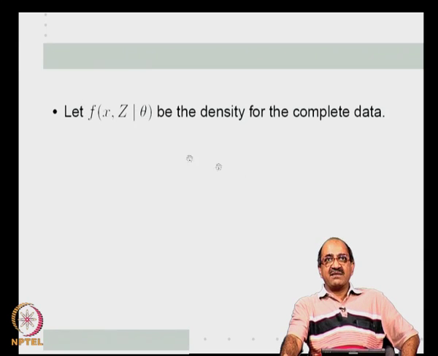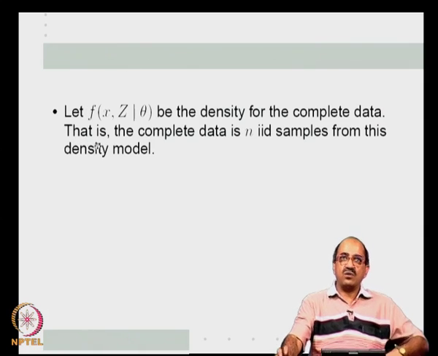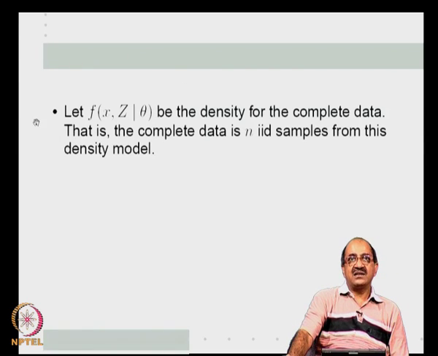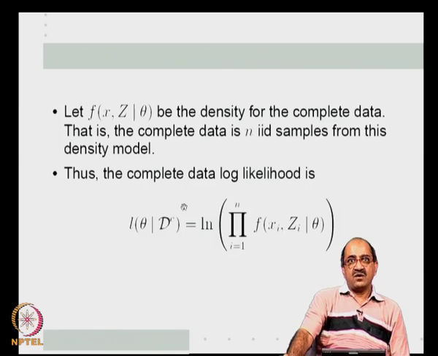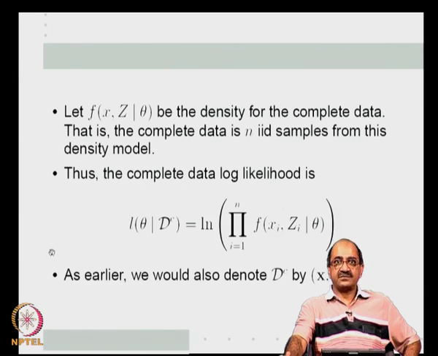So, let f(x, z | theta) be the density for the complete data. What do I mean? That the complete data, (x_i, z_i), i equal to 1 to n, are n IID samples from this density. So, the way we hypothesize z, because we already know the density f(x | theta) and we are hypothesizing z, we should be able to calculate the density model for the complete data. Once we get the density model for the complete data, the product over i equal to 1 to n of f(x_i, z_i | theta) is the likelihood for the complete data, and putting a log, I get the log likelihood for the complete data.